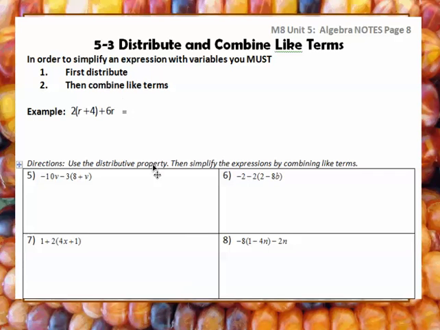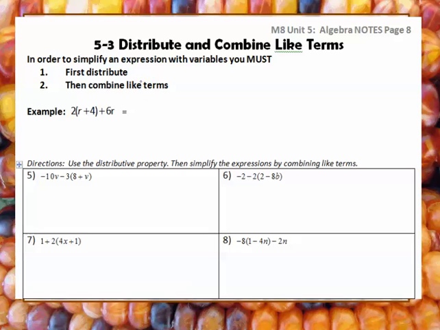Class, today we're talking about notes 5-3, distribute and combine like terms, and I'm in your binder on page 8. So, today what we're talking about is we need to distribute before we combine like terms. We've learned how to distribute, we learned how to combine, now we're actually going to put them together to solve one problem. So if we look at the directions, it says, in order to simplify an expression with variables, you must first distribute, then combine like terms.